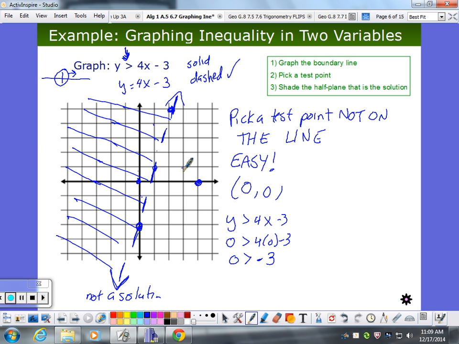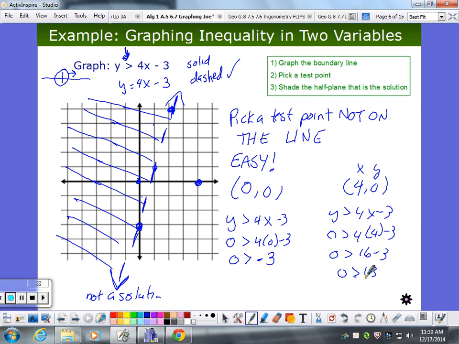Let's say we picked a test point over here. Now we know this is not a solution. Let's say before we did anything, we said, all right, let's test this one. This is 1, 2, 3, 4, 0. Let's test 4, 0. So here's my x, here's my y. Is y bigger than 4x minus 3? So I plug in a 0, and I plug in a 4, and 0 bigger than 16 minus 3. Is this true? No. That means this is not a solution. Don't shade here. Shade the other way.